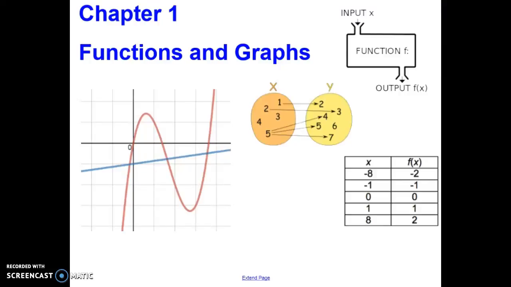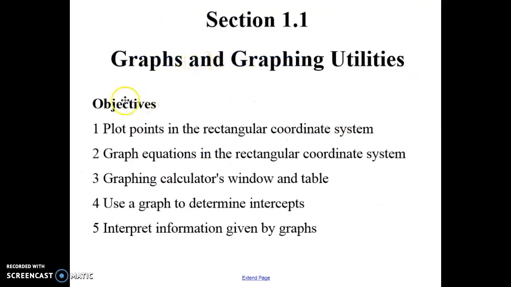Welcome to Chapter 1, in which we will be talking about functions and graphs. Here you can see a lot of different types of ways to display functions, in a graph, in a table, a diagram, and here's my favorite, the function machine. In 1.1 we're going to review the rectangular coordinate system and plotting points. We'll take a look at our calculator and make some graphs.